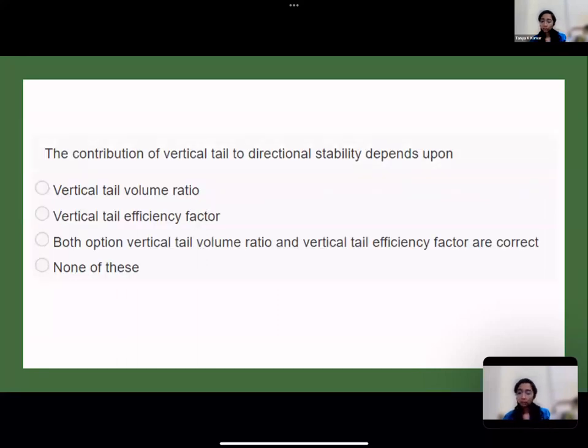Okay. The contribution of vertical tail to directional stability depends upon vertical tail volume ratio, vertical tail efficiency factor, both of these options, or none of these. Vertical tail contributes towards directional stability. Yes, we just saw it. It is not a control surface. The entire vertical tail structure affects the directional stability. Now, which factors affect it? Vertical tail volume ratio, V_V, vertical tail efficiency factor, eta_VT, both of them or none of them?